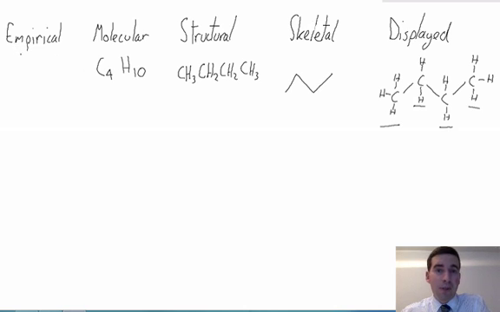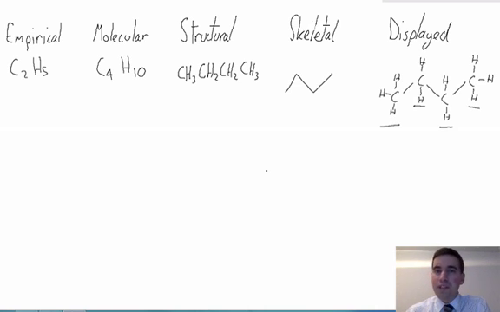And last but not least is the empirical formula. Now this is just the simplest ratio of atoms in your molecule. So in this case, our empirical formula will be C2H5, because this is the simplest ratio between the numbers of atoms of carbon and hydrogen. Can't simplify it anymore and still have integers involved. Okay, so these are our 5 formulae.